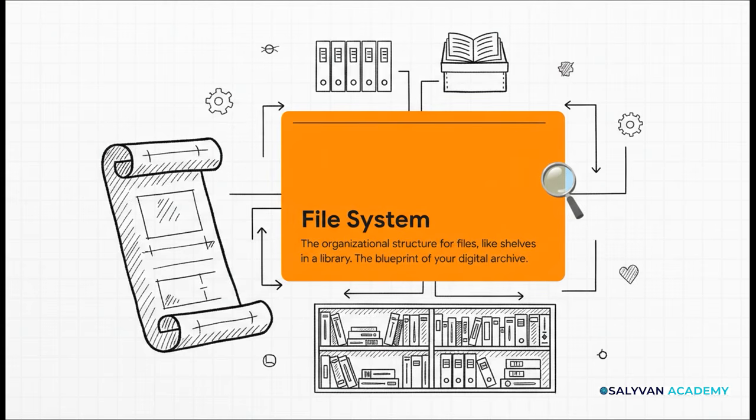So, to get organized, we've got to understand the blueprint of our digital world, and that's the file system. The best way to think about it? It's not a messy pile of papers. It's a library, a perfectly organized library where every single file has a specific shelf it belongs on. It's a system where everything has its place.